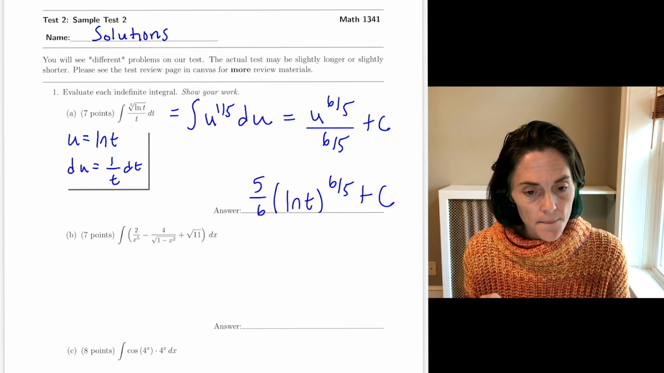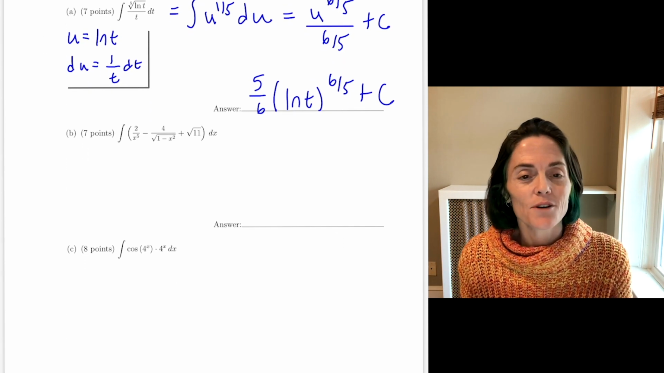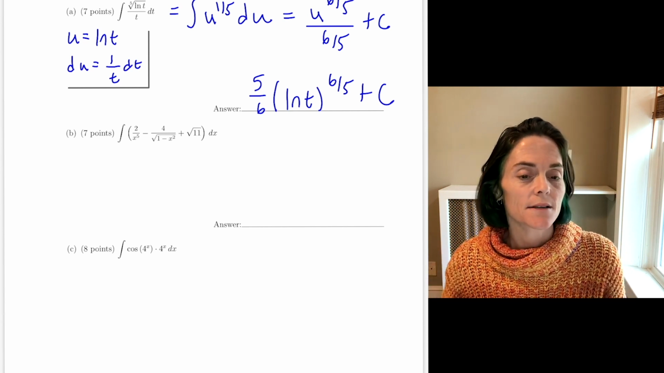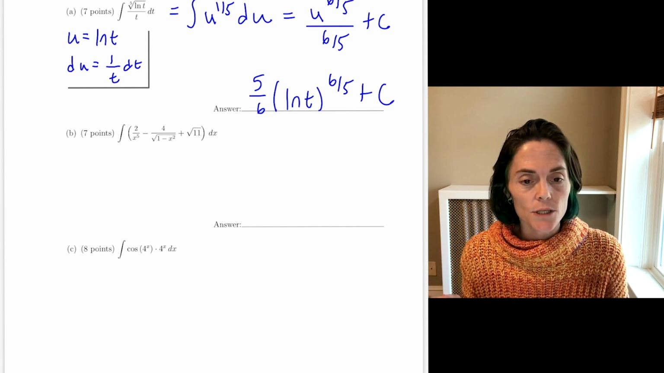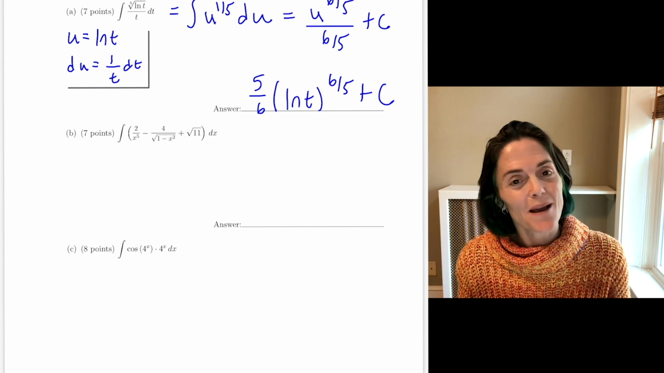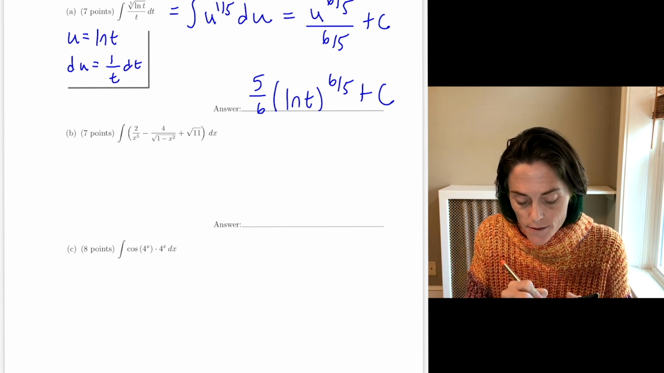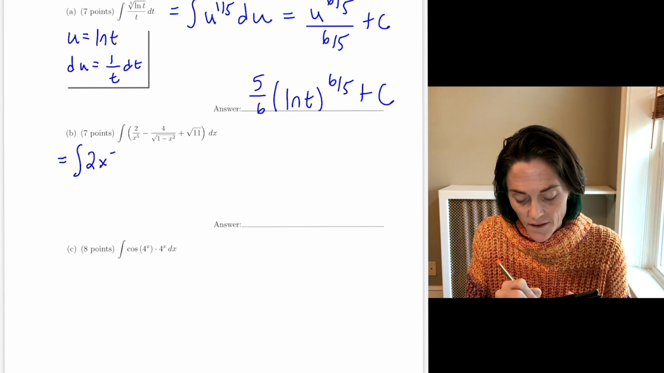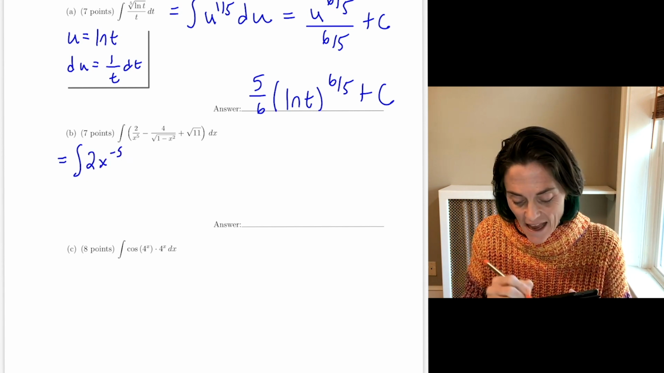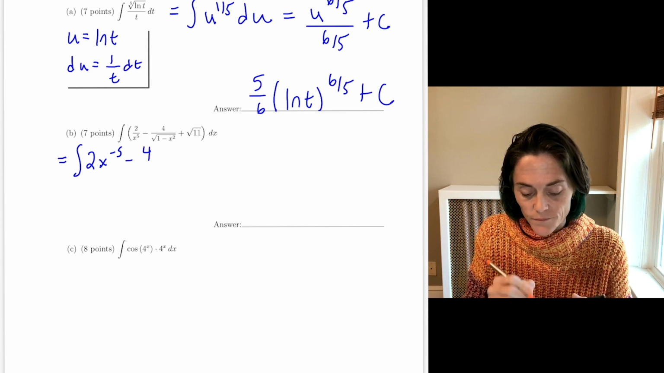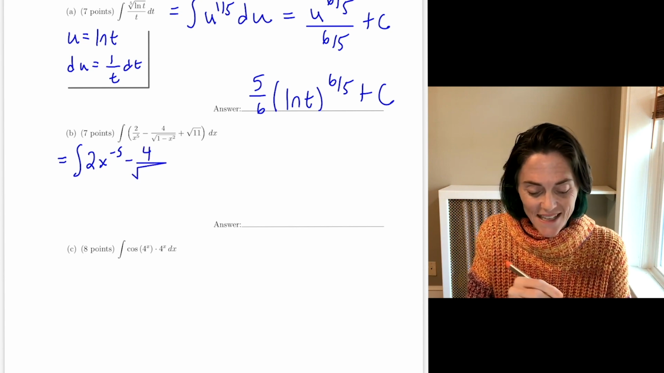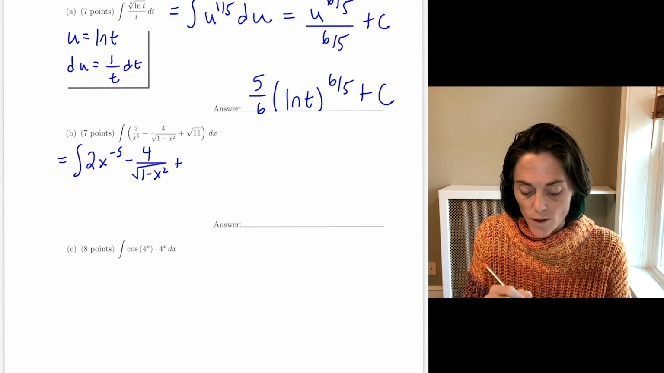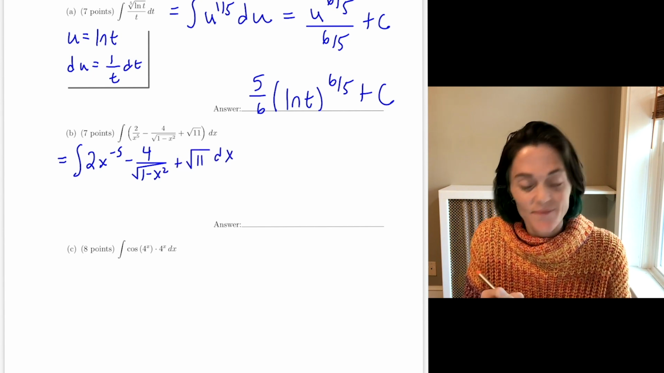Next question. Well, I have a sum of 3 terms, and when we have a sum of terms in an integral, we integrate term by term. None of this is substitution, but maybe this first term I will rewrite as a power. So we have an integral. This is 2x to the minus 5. Then I have minus 4 over the square root of 1 minus x squared. And then I have plus the square root of 11 dx.